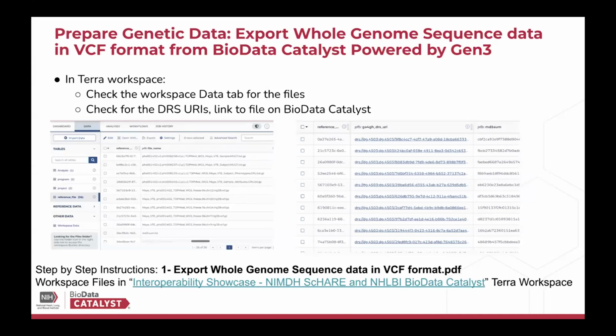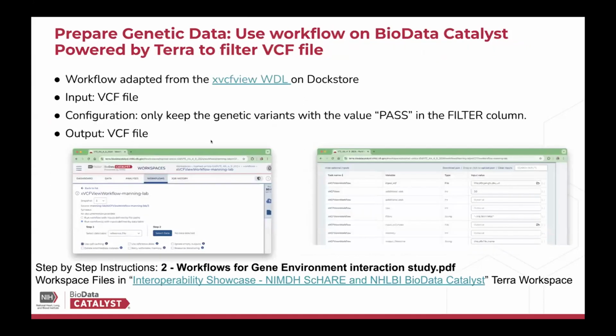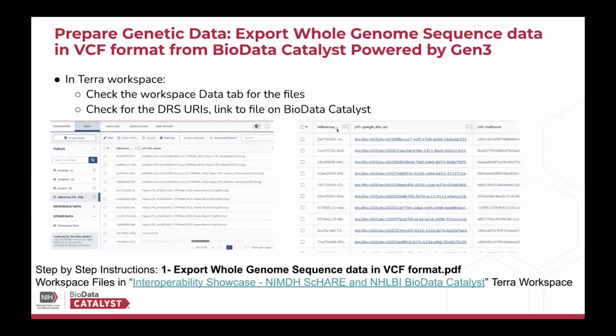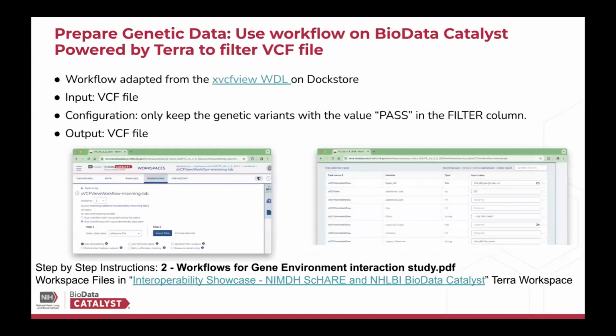After exporting the files, check the Workspace Data tab for the files. You see the file names here, and there should be corresponding DRS URIs for each file. The DRS URI files are how you can get the VCF files into the workflow to convert them into BGEN, which is what we do here.